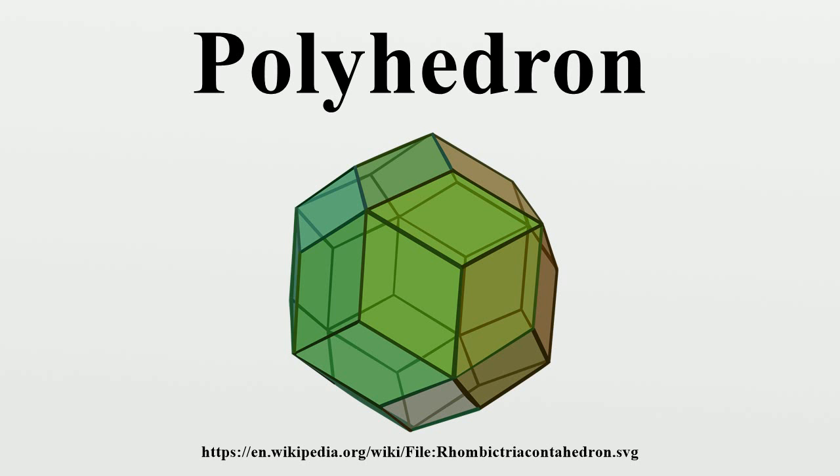Isotoxal or edge transitive if all edges are the same, in the sense that for any two edges there exists a symmetry of the polyhedron mapping the first isometrically onto the second. Isohedral or face transitive if all faces are the same, in the sense that for any two faces there exists a symmetry of the polyhedron mapping the first isometrically onto the second.